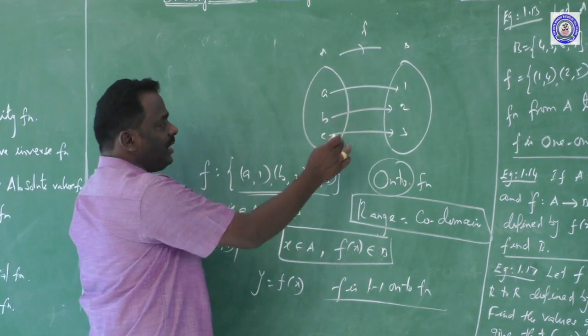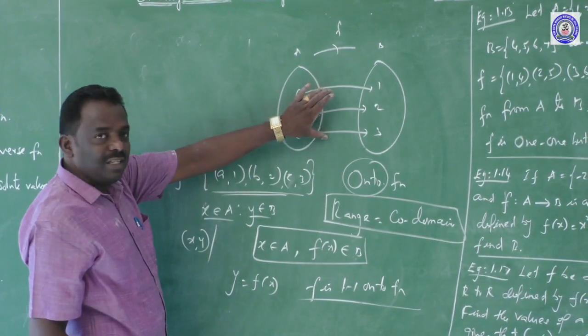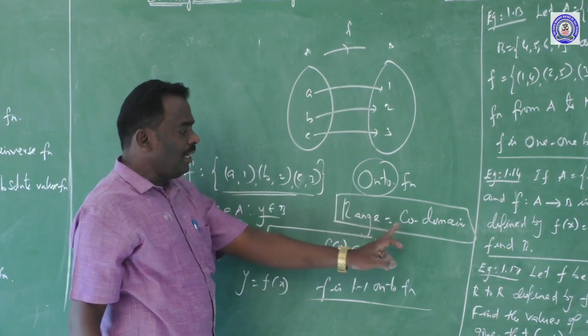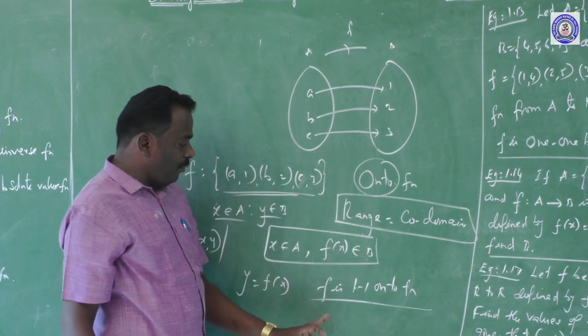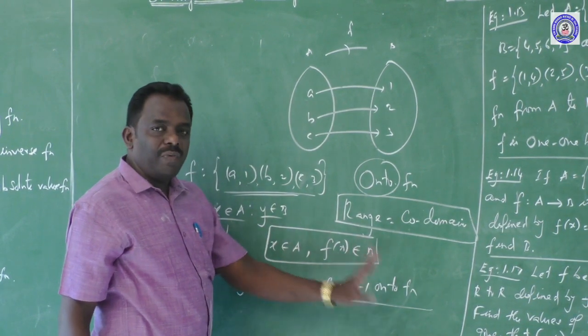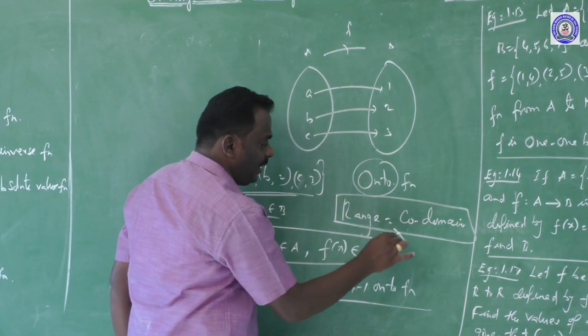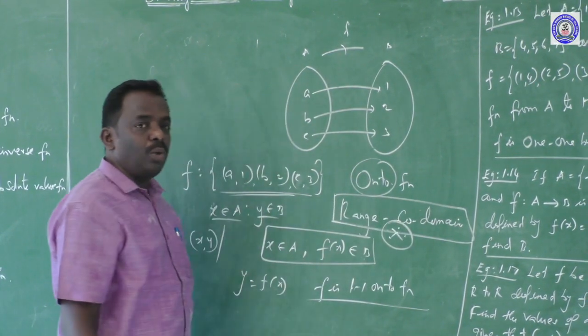So this function represents a 1-to-1 relation first. Then it is also an onto function because the range is equal to the codomain. Therefore f is called a 1-to-1 onto function. The main condition for onto is that the range is equal to the codomain.